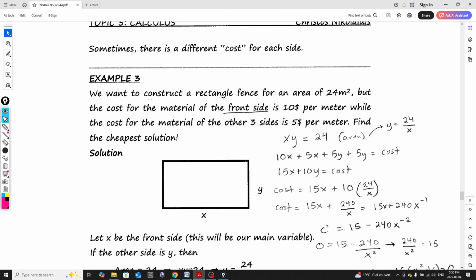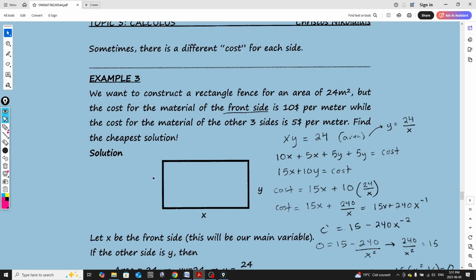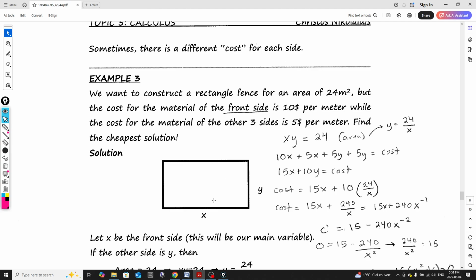That's an area. But the cost for the material of the front side, let's say this x length right here is the front side. Let's say this is $10 per meter, and then the cost for the material of the other 3 sides is $5 per meter. Find the cheapest solution. So I've got to come up with an equation for the cost.